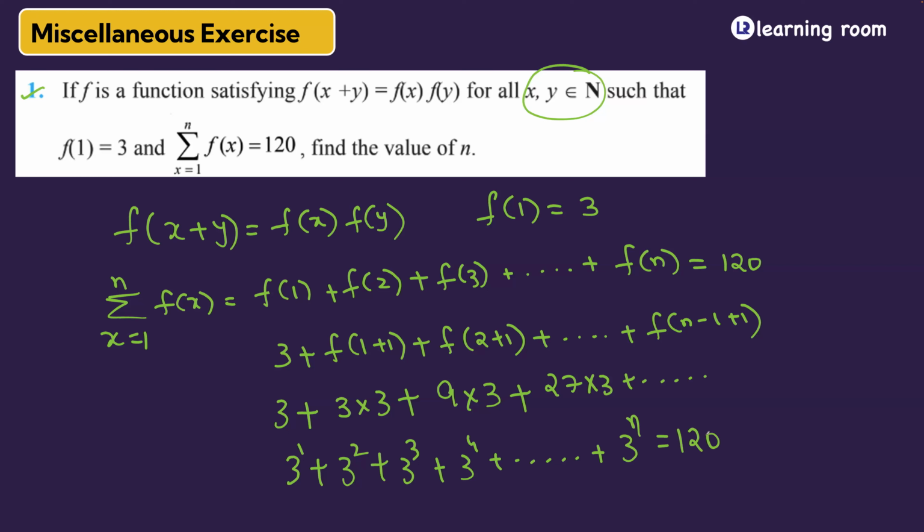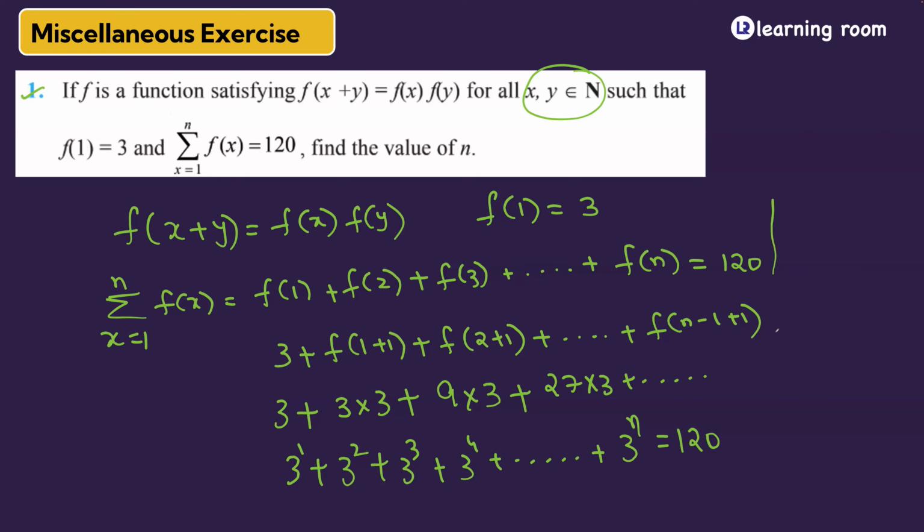This is equal to 120. Now these numbers are in geometric progression. You add all these values and you get 120, and you will get the value of n. Is that clear? Okay. So 3 plus 3 square plus 3 cube plus so on till 3 power n.